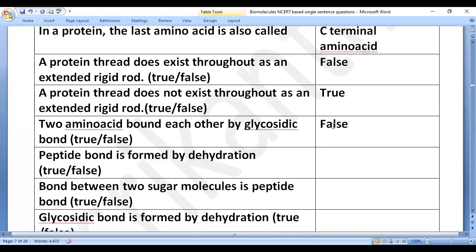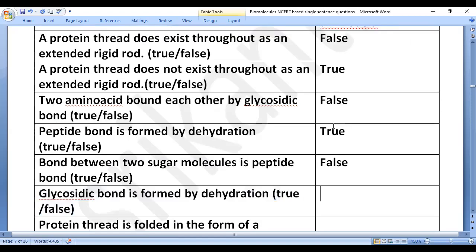A peptide bond is formed by dehydration. True. The bond between two sugar molecules is a peptide bond. False. The glycosidic bond is formed by dehydration.